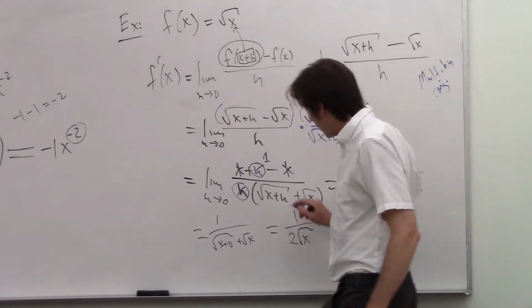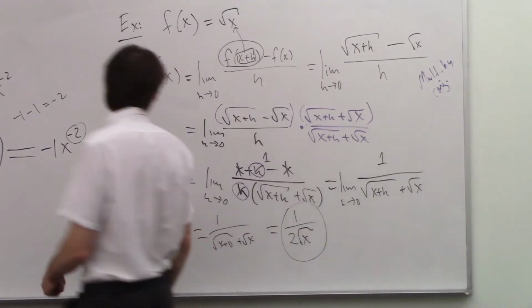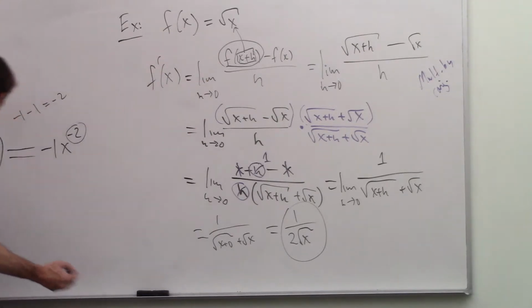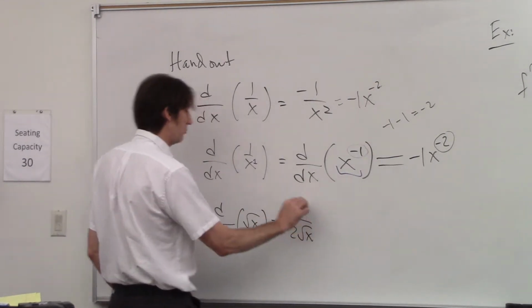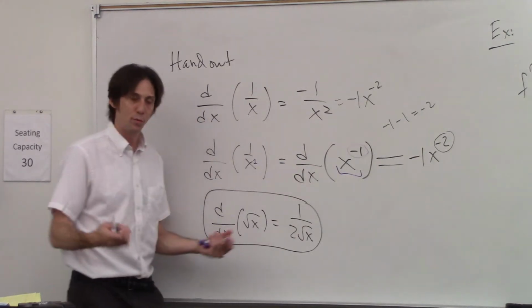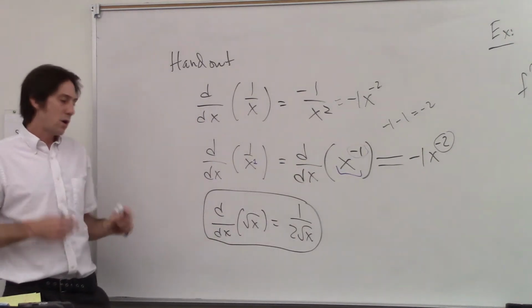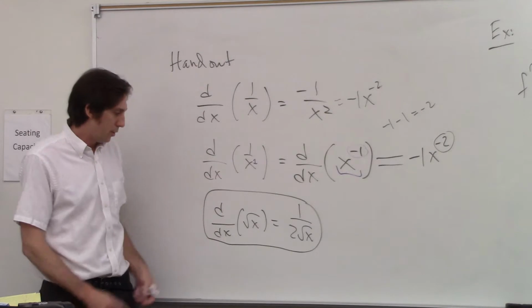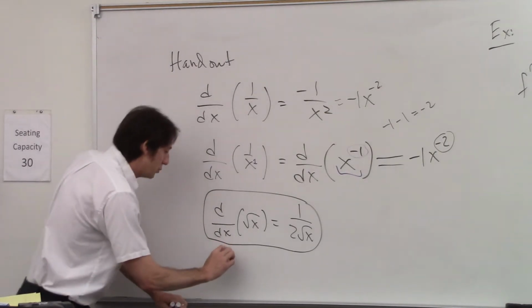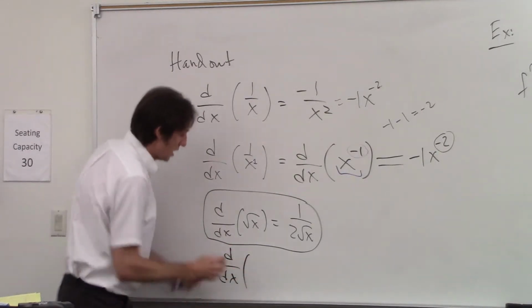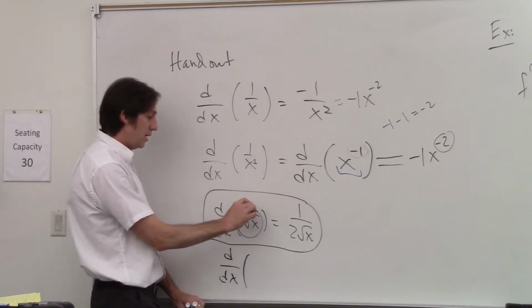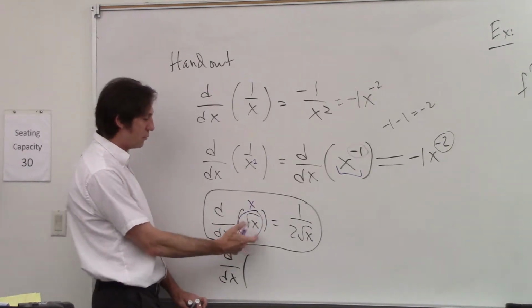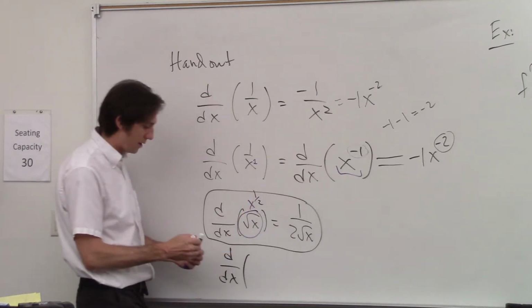All right, that's my answer. 1 over 2 square root of x is the derivative of square root of x. And so we could write it like this. We could write d dx of square root of x as 1 over 2 square root of x. Right? I often use this formula. What I want to show us, though, is that this really is a power rule. And why is it a power rule? It's a power rule because I know that the square root function, this one right here, is also a power function. Square root of x is the same as x to the 1/2.